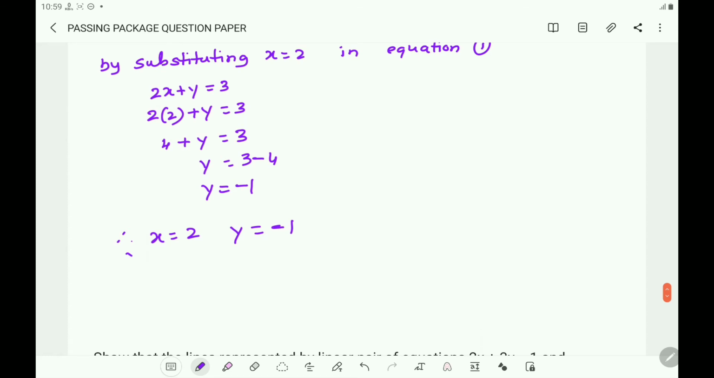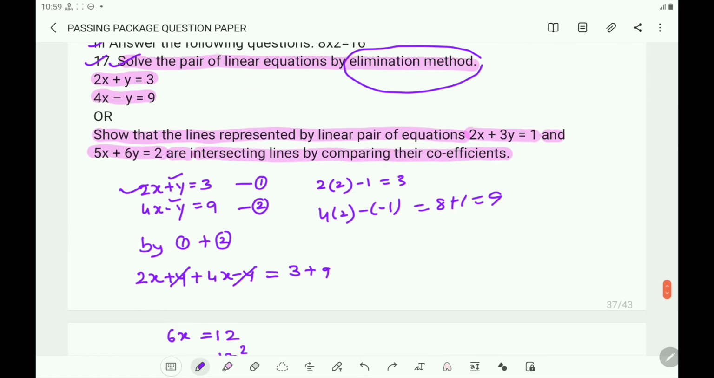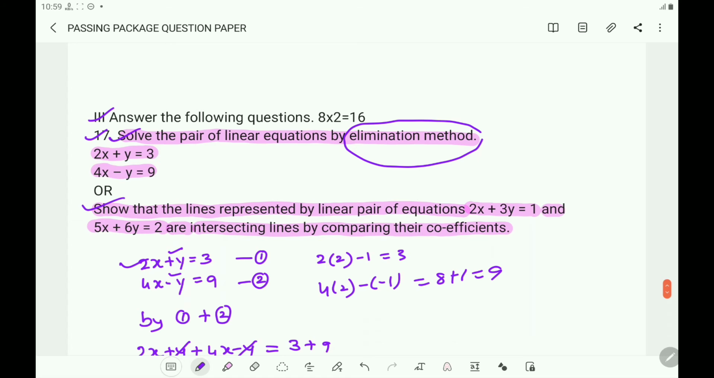So you got the values of x and y: x equals 2 and y equals minus 1. Now let us solve the OR question. Show that the lines represented by the linear pair of equations 2x plus 3y equals 1 and 5x plus 6y equals 2 are intersecting lines by comparing their coefficients. Intersecting lines means they have only one solution, a unique solution.